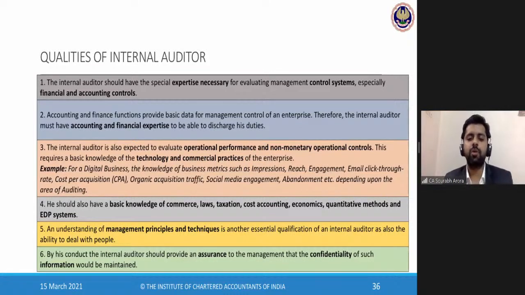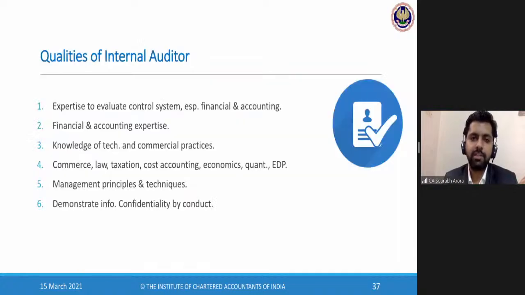And the sixth is the assurance. He should provide an assurance to the management that the confidentiality of information will be maintained. And how should he provide it? Not by writing, but through his conduct. So through your demeanor, through your conduct, through your actions, you demonstrate that you have high integrity, that you will not divulge the information of the client to any third party. So these are the 6 qualities of an internal auditor that are required.